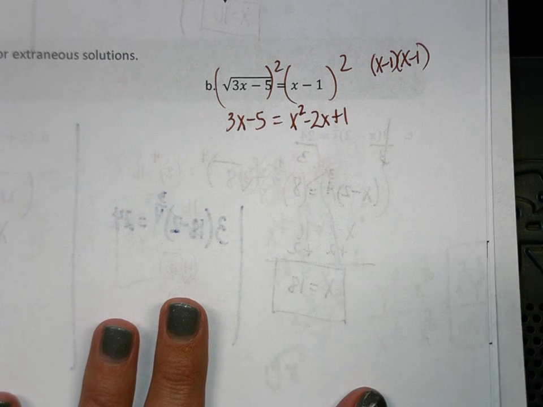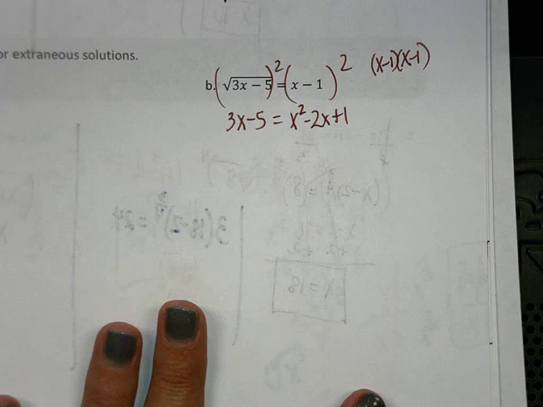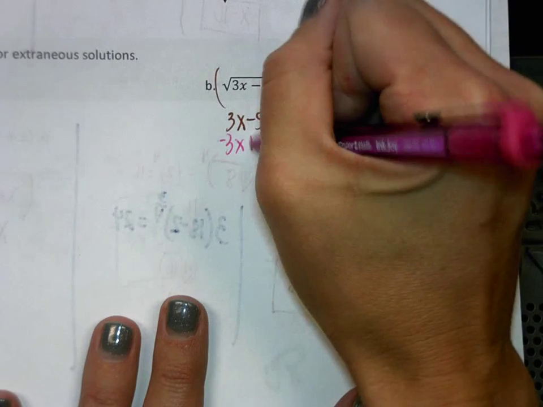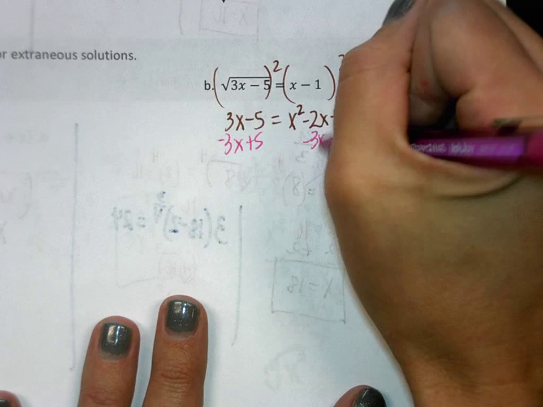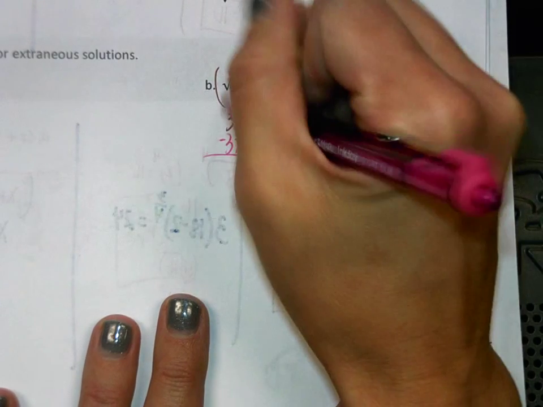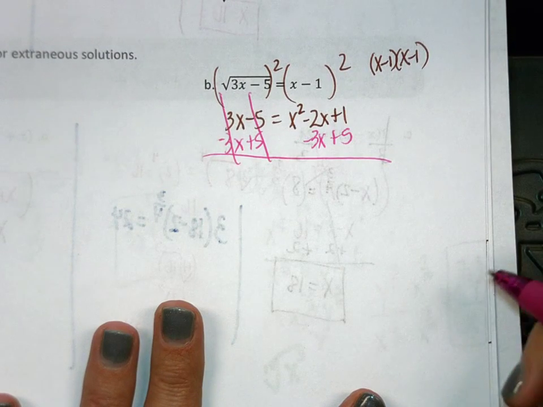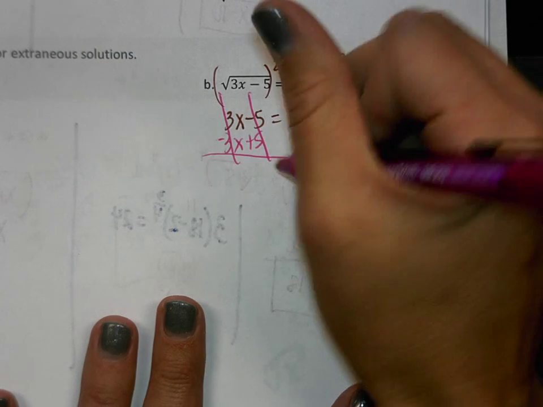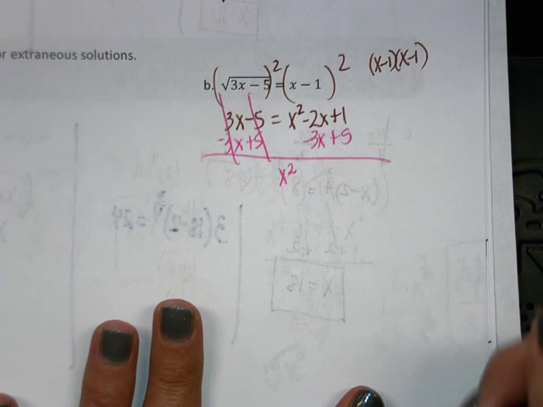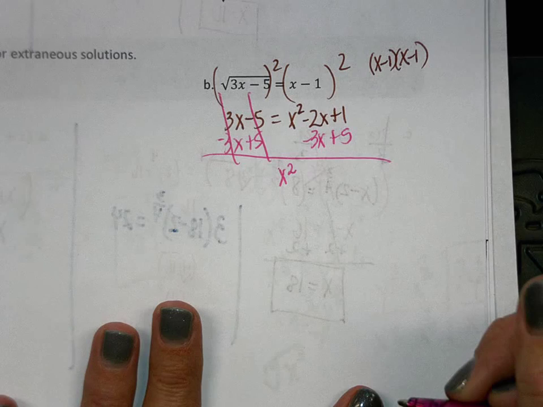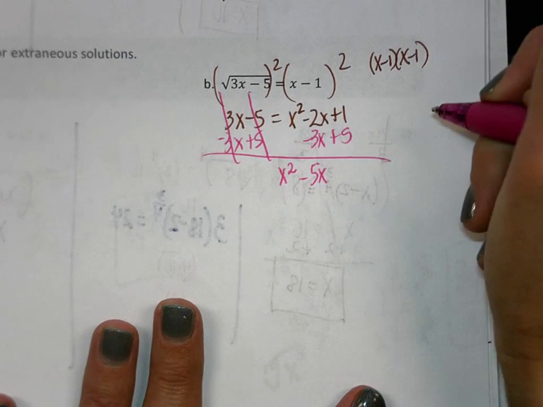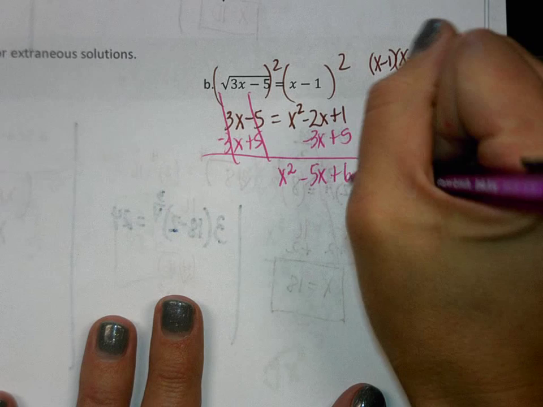Okay? Now what? Good. Subtract 3x and add 5 so that everything's on one side of the equal sign. And we always want our x squared term to be positive. Good. That was a question I was asking you. Negative 2 and negative 3 makes negative 5, and then 1 and 5 makes 6. And we set that equal to 0.